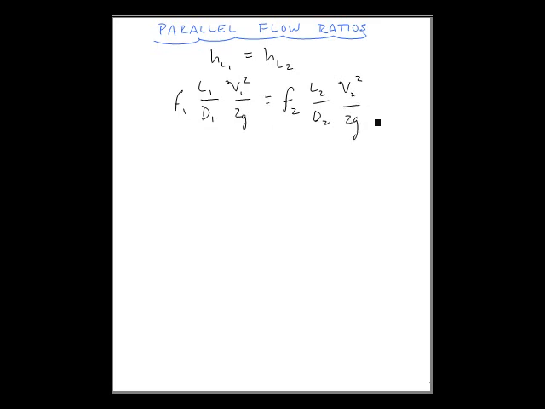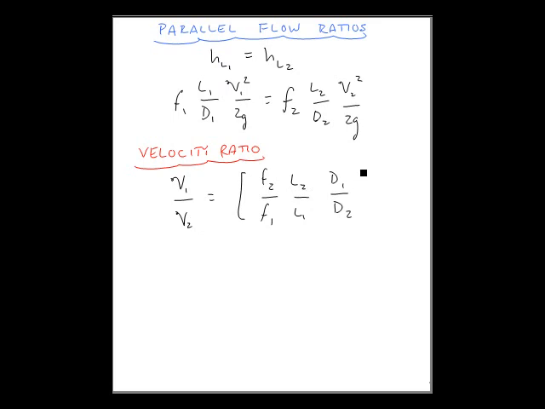Well, I can divide this through and come up with a velocity ratio where I've isolated velocity 1 divided by velocity 2. The ratio of the velocities is equal to friction factor 2 divided by friction factor 1, length 2 divided by length 1, and diameter 1 divided by diameter 2, because those are in the denominators, all raised to the 1/2 power. Similarly, I can get a volumetric flow rate ratio.